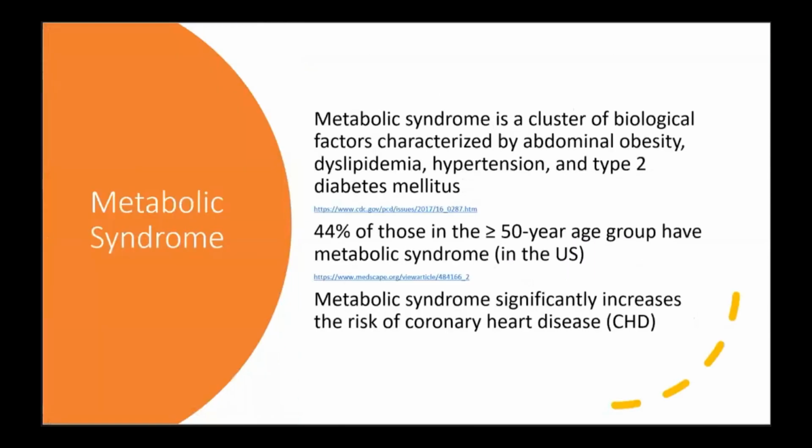So here's metabolic syndrome. 44% of those in the greater than 50-year age group have metabolic syndrome in the U.S. Wow. What is it? Abdominal obesity, dyslipidemia, hypertension, sometimes type 2 diabetes, right? Increases the risk of coronary heart disease, right? And what's our number one cause of death? It's heart disease, right? That's the number one cause.